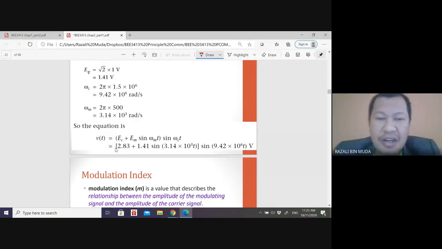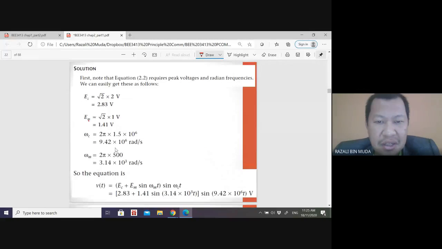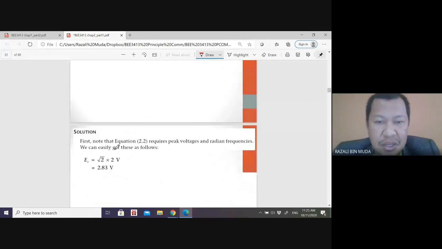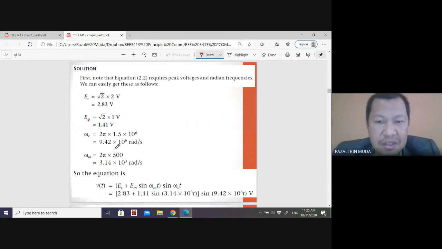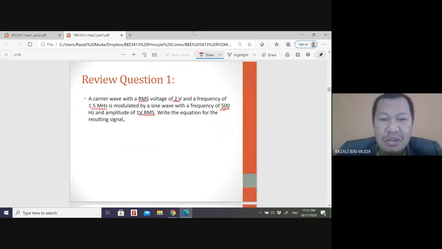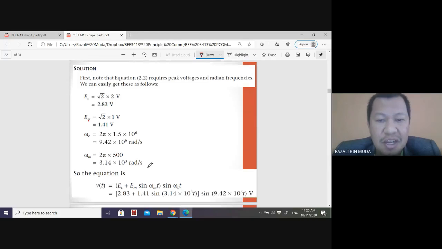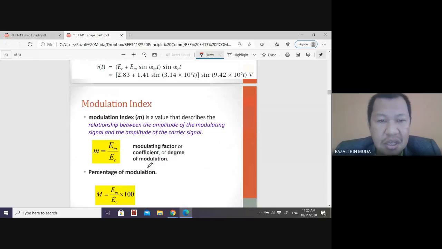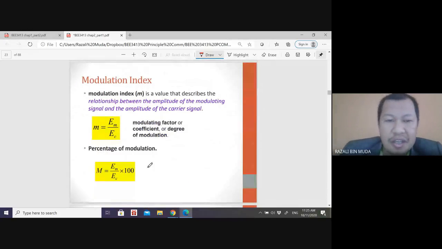So you can familiarize yourself with this type of equation, so that if in our quiz you see this kind of question, but of course with different values, if you have already done this, then it should be okay. Okay, the next issue is modulation index.